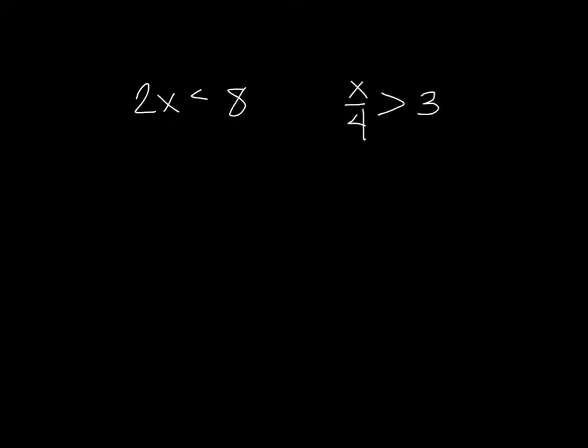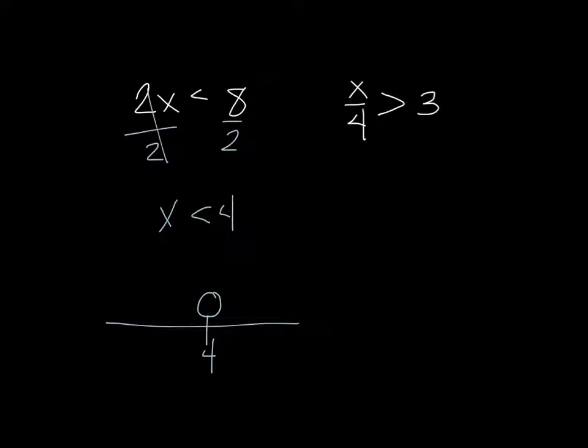Okay, we also need to be able to multiply and divide. So here I have 2 times x, so to get rid of it, I divide by 2 on both sides. And when I do that, I get x is less than 4. And then I draw a number line. I'm going to put my 4 down. It's just less than, so I have to do an open circle. And it says x is smaller. Numbers that are smaller than 4 are over here. That means my arrow needs to go over here.